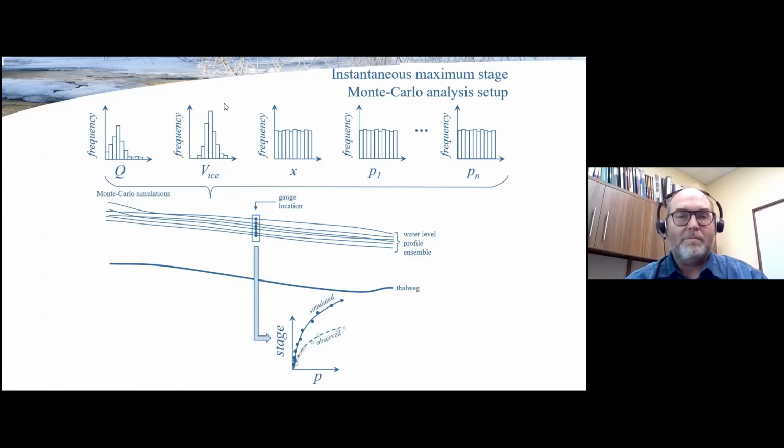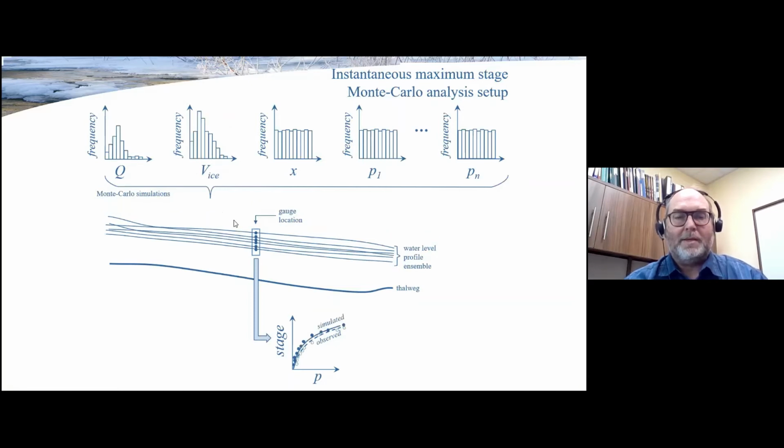So what I'll do is go back and adjust my distribution for my volume of ice and do the process again. And I'll do that so many times until my simulated profile coincides with my observed stage frequency distribution. This is what I'm calling calibrating this framework using stage frequency distributions. It's a calibration of frequency distributions. Okay.